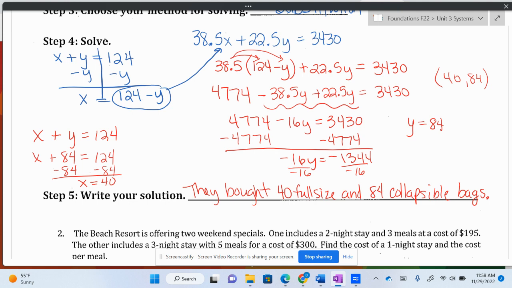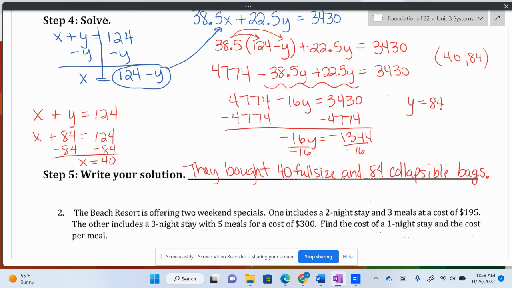You have to write a sentence for every single answer for word problems. Yeah. You don't have that many problems for your homework, but yes, you need to do that. Okay. All right.